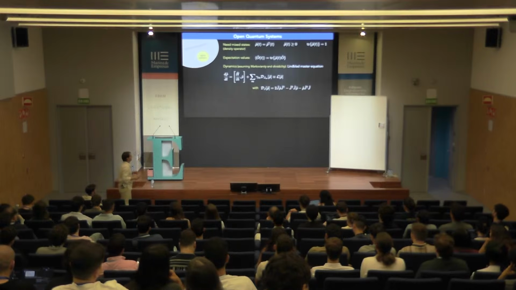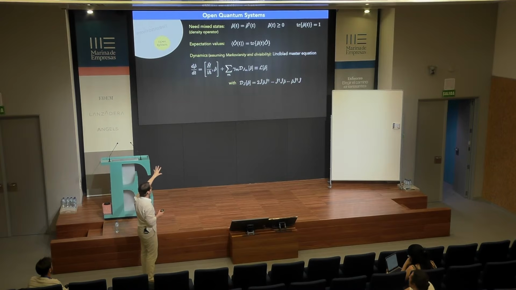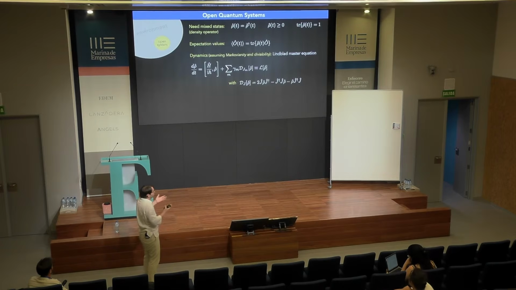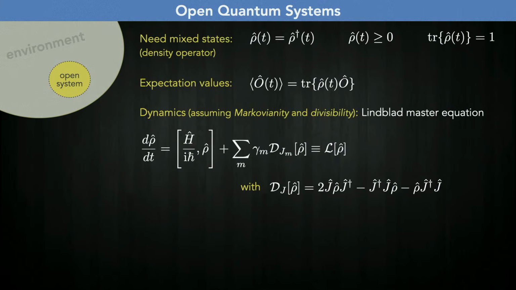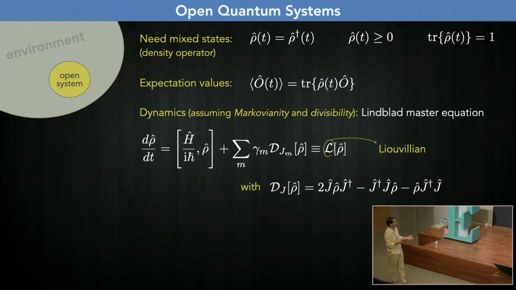Okay, but no matter what interpretation, the point is that this master equation is essentially a linear operator, the generator of the dynamics. We call it a super operator because it acts on operators, on states. So it's an operator in the space of states of the system. We call that generator of the dynamics the Liouvillean. And the point is that it's linear.